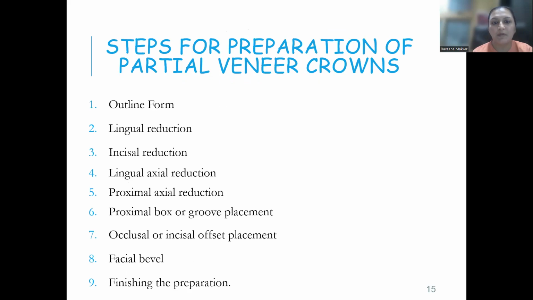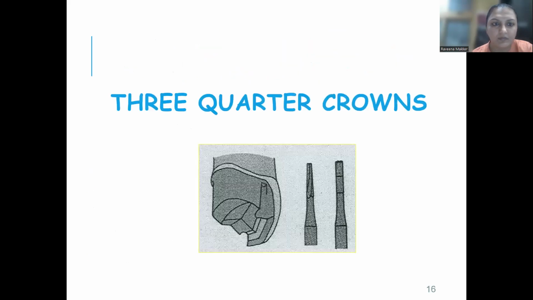Then, steps for preparation of partial veneer crowns. The various steps include firstly the outline form, then the lingual reduction, incisal reduction, lingual axial reduction, proximal axial reduction, proximal box or groove placement, occlusal or incisal offset placement, then facial bevel, and finishing the preparation.